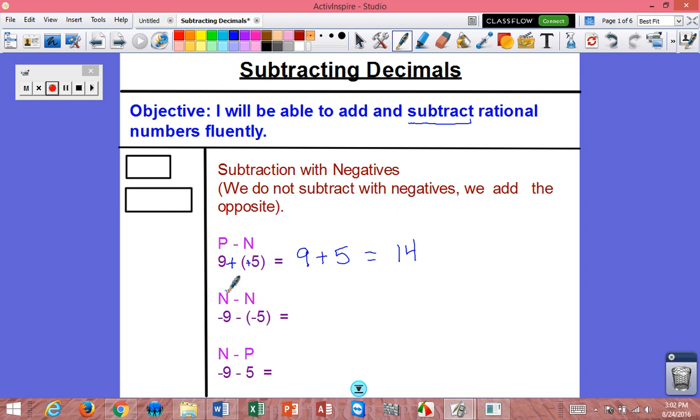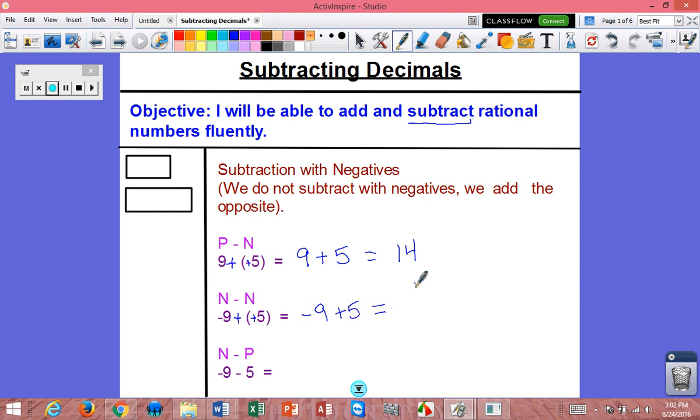Here we have a negative minus a negative, so a negative 9 minus a negative 5. So again, I want to change this to addition. I want to add the opposite. So the opposite of a negative 5 is a positive 5. So now what I really have is a negative 9 plus 5.